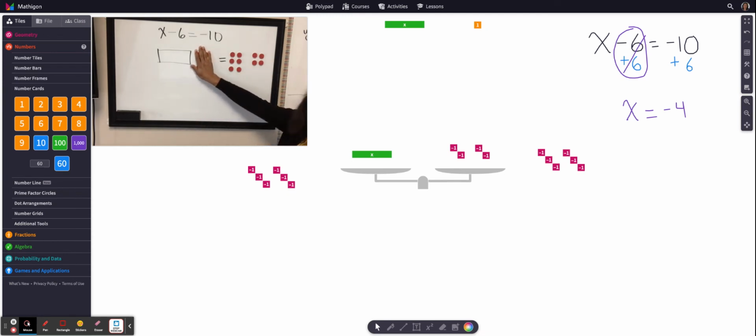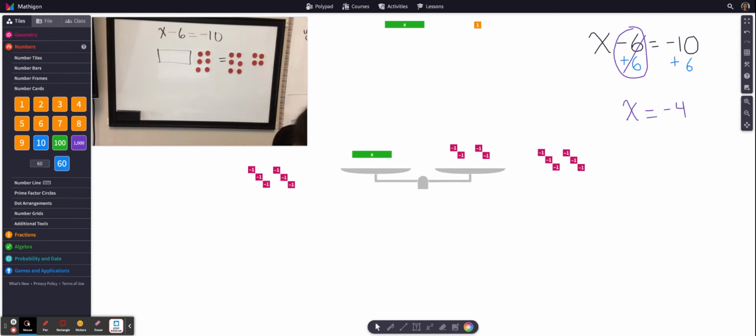I could say that I'm going to take away 6 on both sides, just like I did using the balance, and be left with x is equal to negative 4. I could also use a strategy where, if we want to see how in our equation we said plus 6. Why did we say plus 6? Well, here's what we can do.